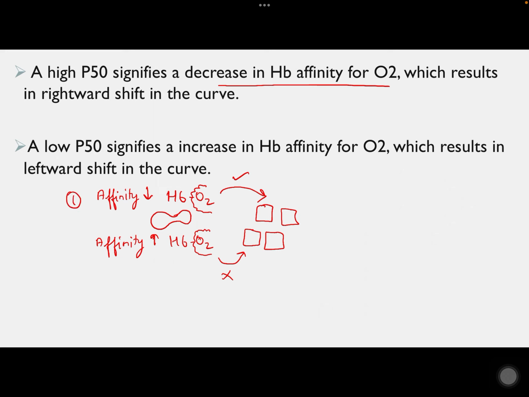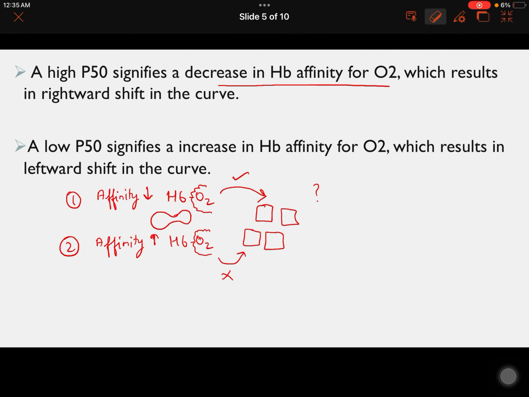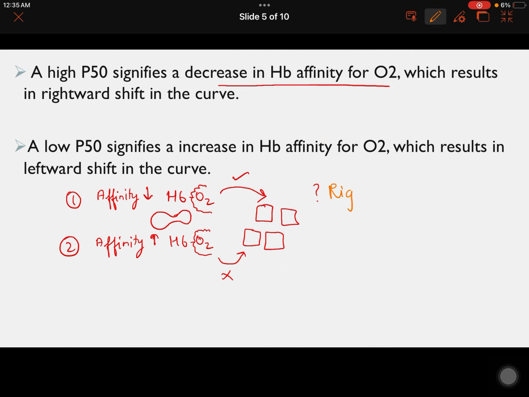So in the first situation, if you can, write in the comment box whether the curve will shift towards the right side or the left side. You can pause the video and write your answers. In the first situation, the affinity is decreasing, and oxygen delivery can happen in this case, right? So the curve will shift towards the right side. Okay, so the curve in this case will shift towards the right side.